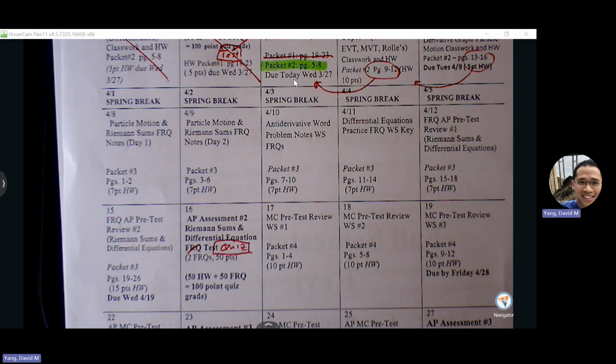all the grades from your worksheet 1 and worksheet 2, sorry, packet 1 and packet 2. And those homework grades are all going to go towards your first assessment test that you guys took earlier this week. So, I hope to have those grades in the grade book probably end of.